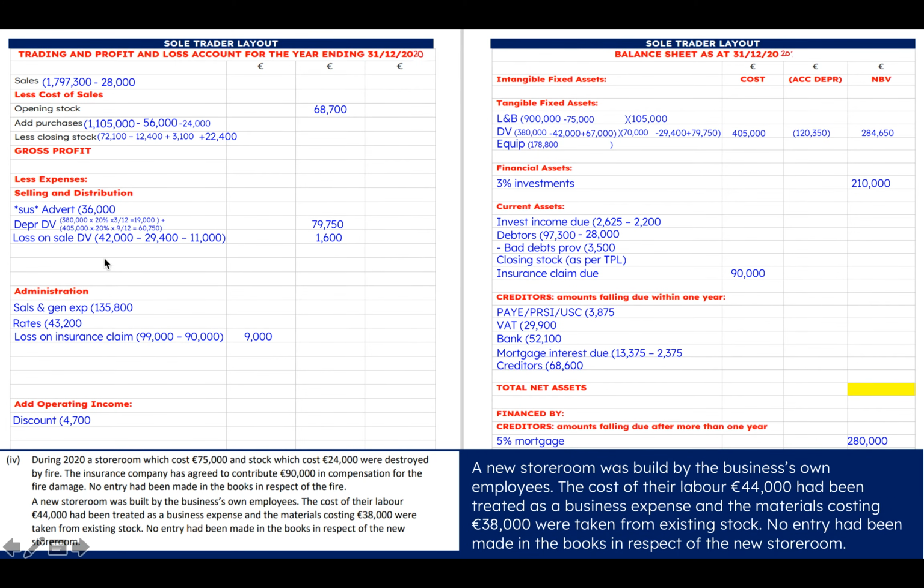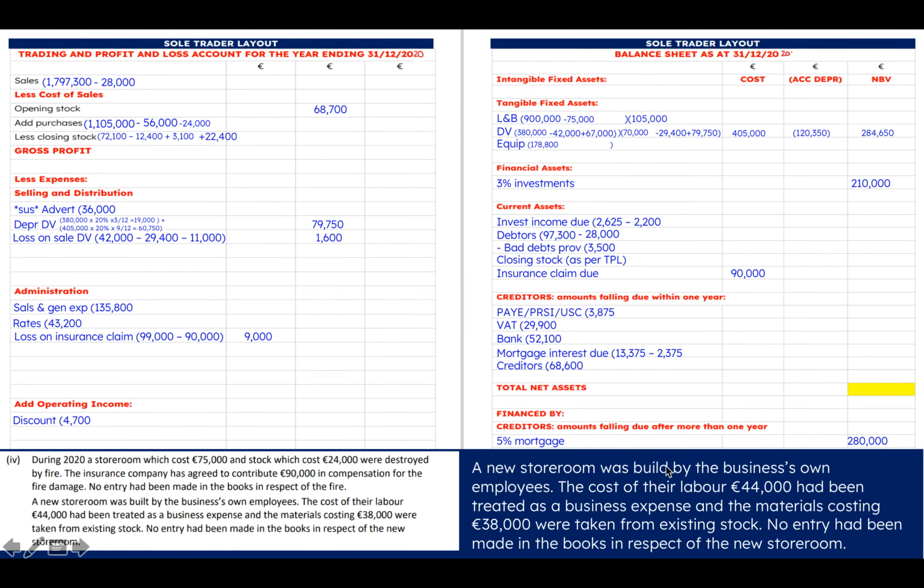So no assets or liabilities go in here. Where do assets and liabilities go? They go in the balance sheet. So they record all the assets and liabilities. The building that was just rebuilt, the cost of rebuilding that needs to go into the balance sheet. So how much goes into the balance sheet? The balance sheet needs to be increased by the total cost, so the labour, 44,000, and the materials, 38,000.